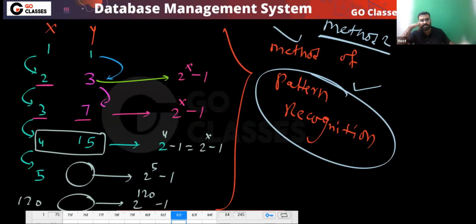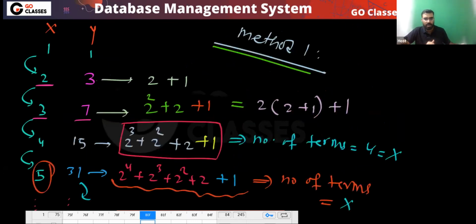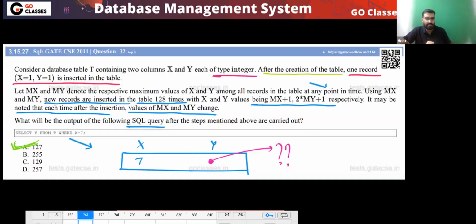But of course, in the GATE exam, you should apply this method. Yes or no? This is better. Pattern recognition is more efficient, correct? And this is the other one. Anyway, finally your answer will be 127. Now let's move on.